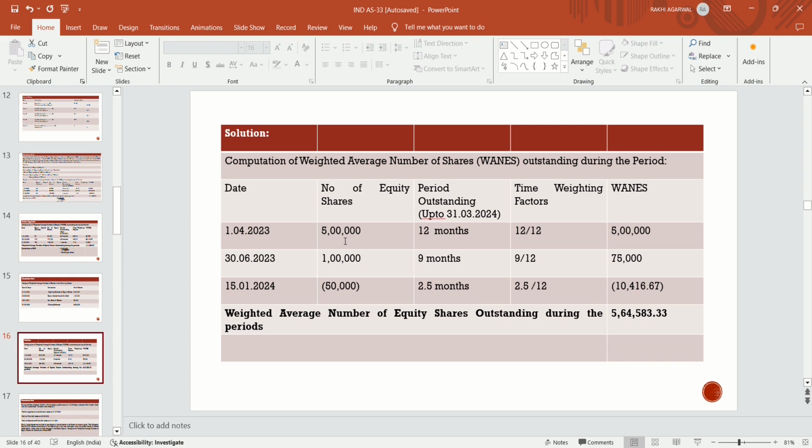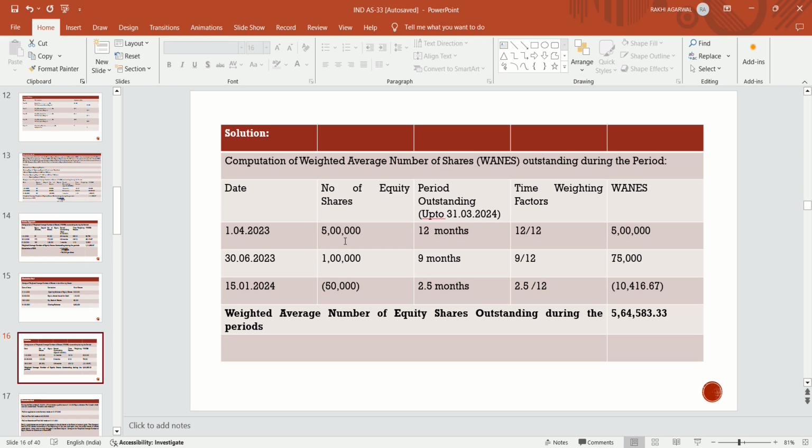Now on 30/6/2023, the company issued 1 lakh shares. The period outstanding is now 9 months. The time weighing factor is 1 lakh into 9 divided by 12, so it becomes 75,000. Now on 15 January 2024, the company bought back 50,000 shares.